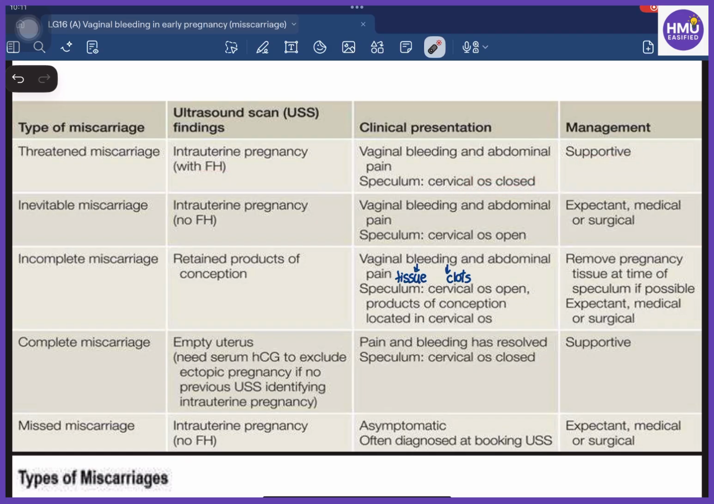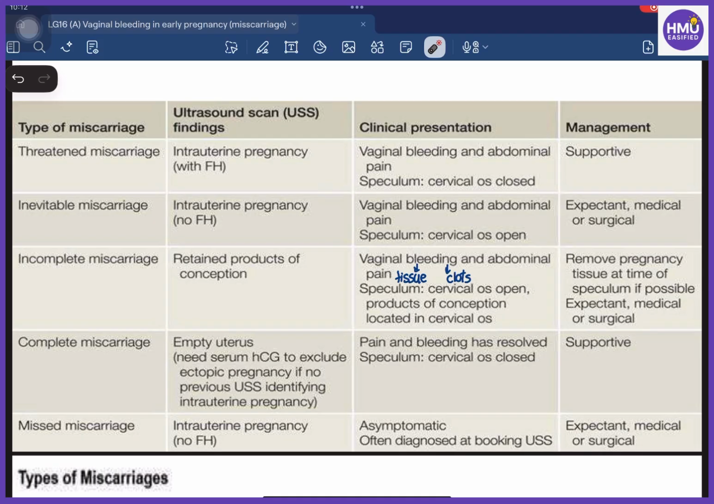You don't do anything. Inevitable miscarriage: vaginal bleeding and abdominal pain, but it's more severe than the threatened miscarriage. And in speculum examination, the cervical os is open. This is the difference between these two. Later it's closed, later it's open. So this one 100% will end in miscarriage, either incomplete or complete miscarriage. But the threatened one, no, maybe not.